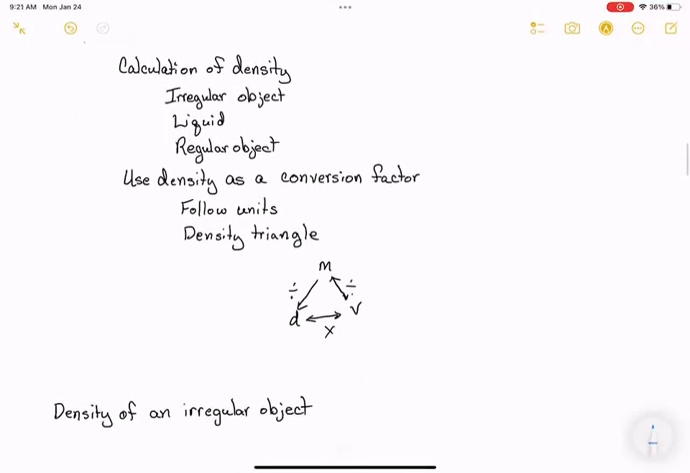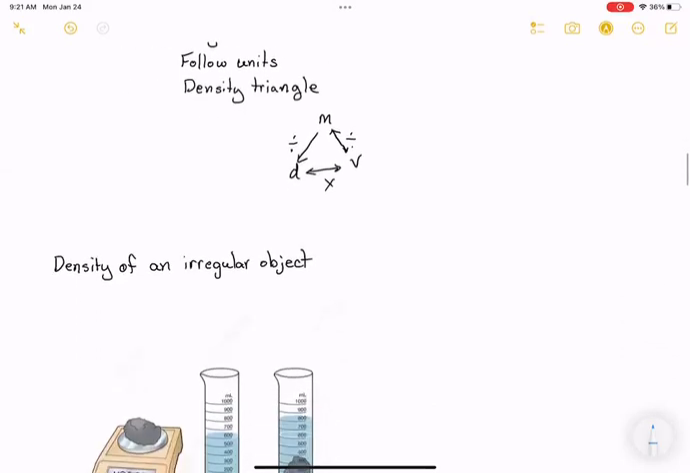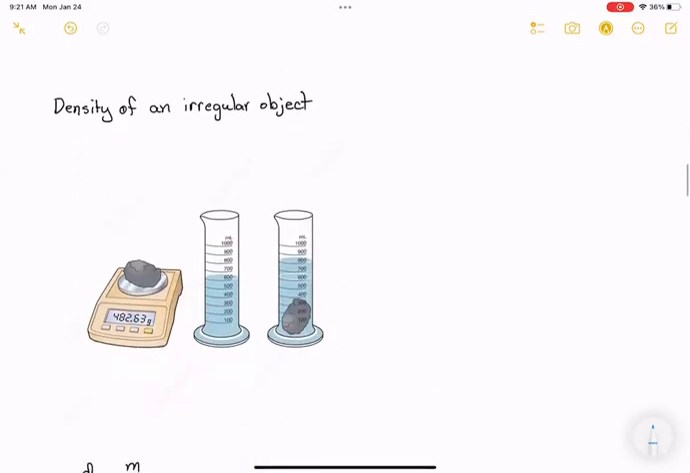So what I did is I did try to download a bunch of photographs so that you can hopefully not only do the math, but visualize what I'm talking about, since again, you will be doing this in lab this coming Thursday. So this first one is the density of an irregular object. One of the easiest ways to determine the density of an irregular object is through the displacement of liquid.